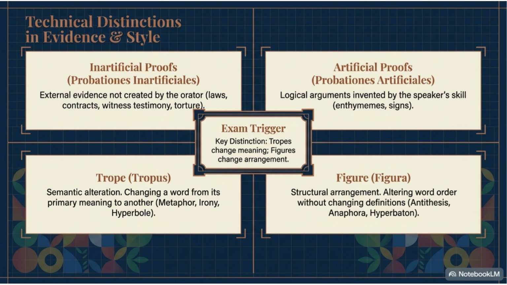Now consider hyperbole. Suppose a student says, "I have told you 1,000,000 times." Has the student literally spoken 1,000,000 times? No. The number is exaggerated for emphasis. That is hyperbole. Notice something common in all these examples. The meanings of words change. That is why they are called tropes.